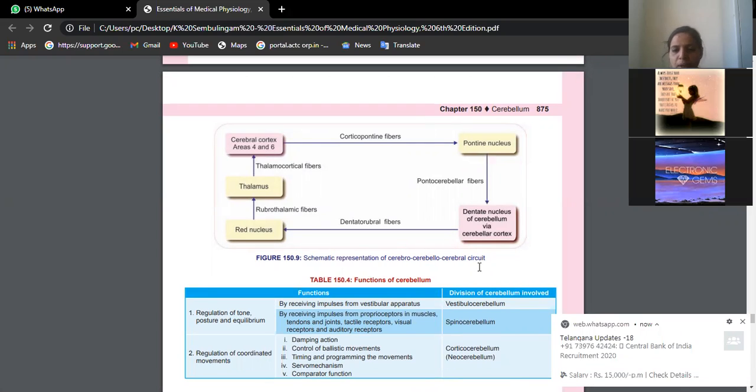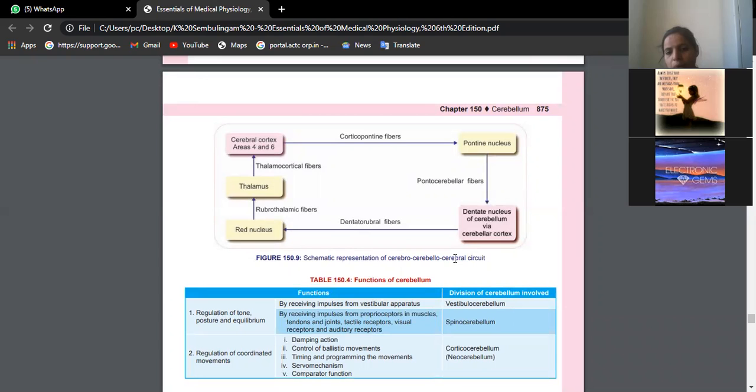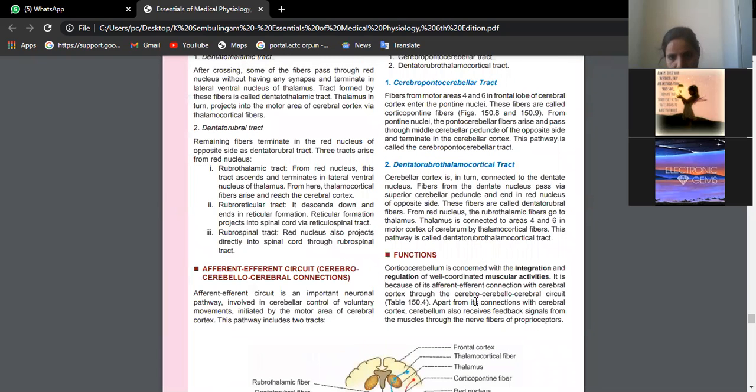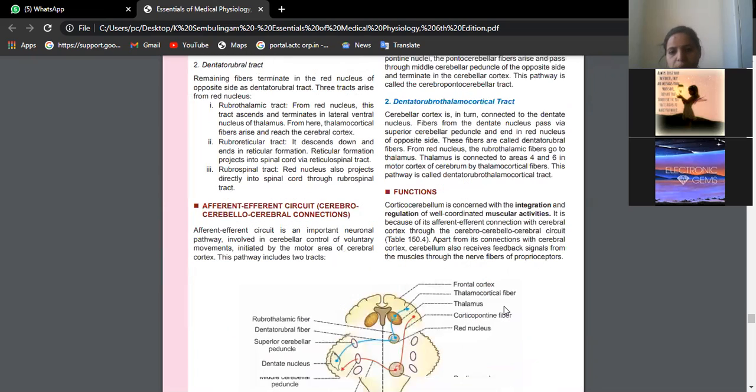Cerebello-cerebral circuit. That means the connections actually start in the cerebral cortex, areas number 4 and 6. They pass through the pontine nucleus to the dentate nucleus of the cerebellum. That means via the pons they have reached the cerebellum, and via the midbrain, that is the red nucleus and thalamus, they have gone back to the cerebrum. That's why it is called the cerebello-cerebral circuit. So that will help in well advanced integration and regulation of well coordinated muscular movements.